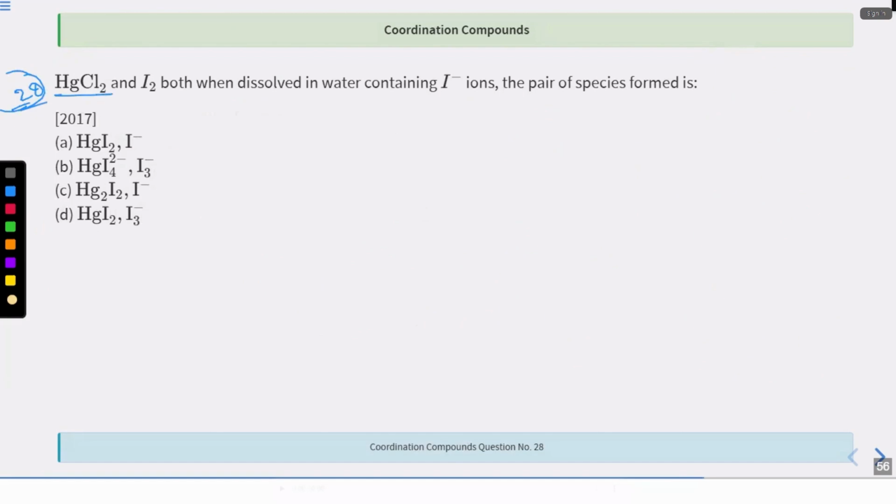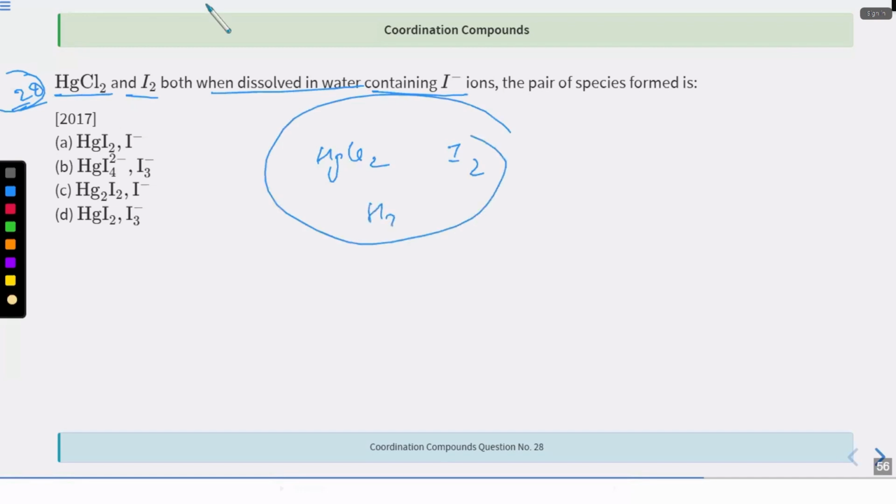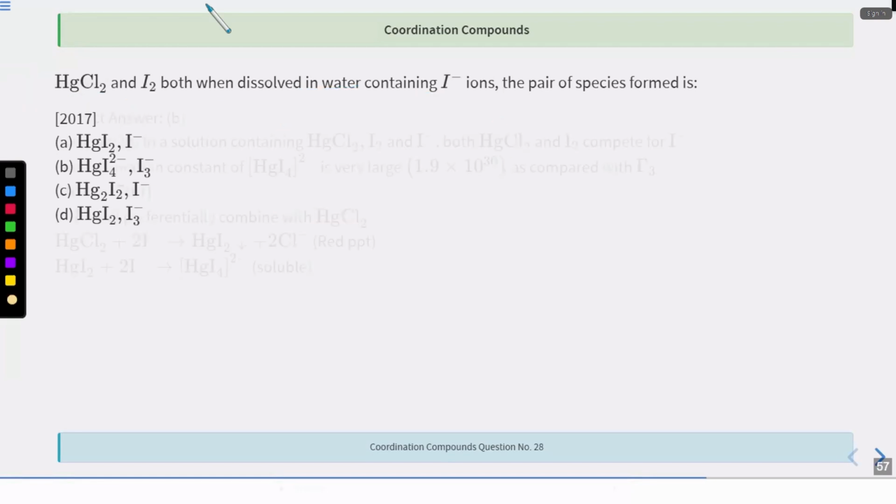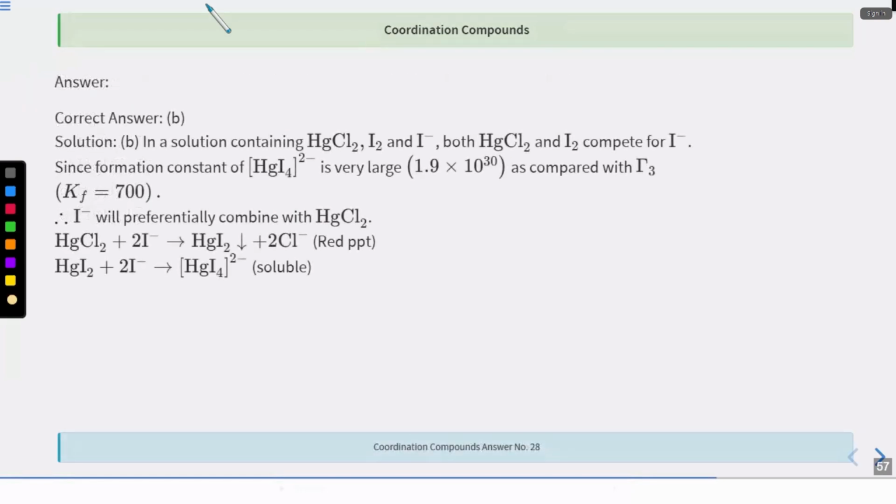HgCl2 and I2 both were dissolved in water containing I minus ions. Okay, so basically here you need to know the reaction. They are saying that HgCl2 and I2 are dissolved in water, and this water contains I minus ions. So it would be something like this. These two reactions will take place in a solution containing HgCl2, I2 and I minus. Both HgCl2 and I2 compete for I minus because both want I minus. I minus is a strong ligand.